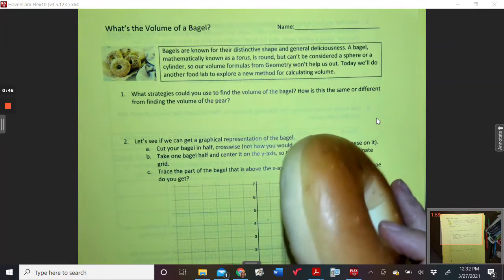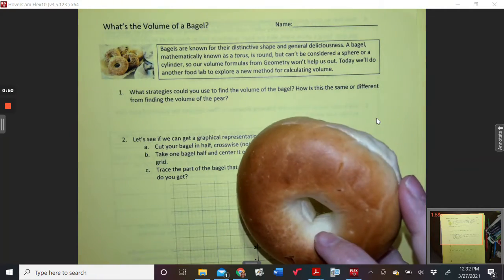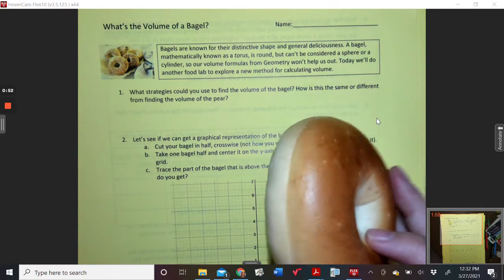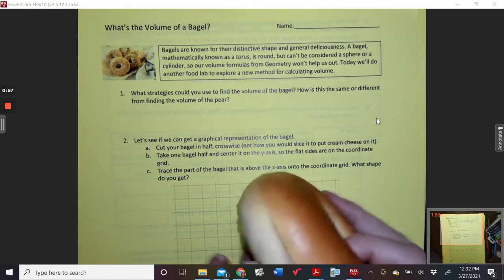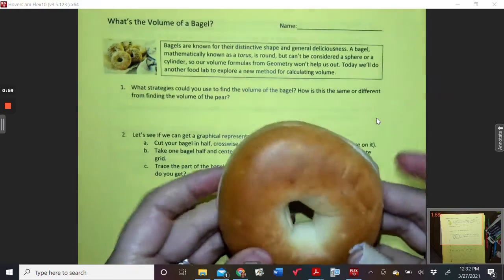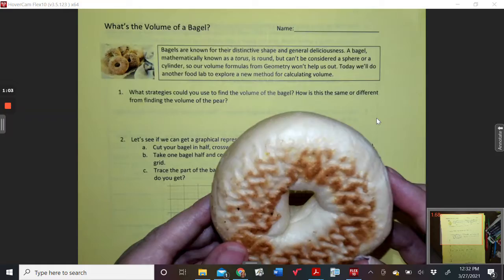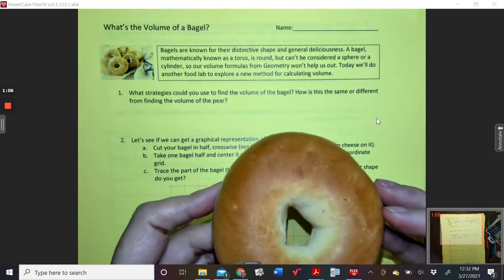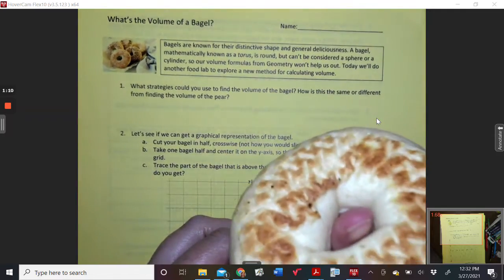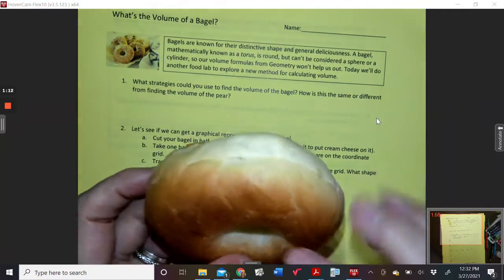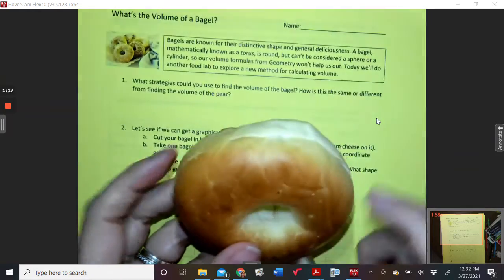But I could cut it into smaller shapes and figure out what was happening. I could do that. It is a pre-cut bagel, that's the kind I can find at the store. So, it is what it is, but I could cut it. But how is it different than what I did with my pear? With my pear, there was a middle. This is missing a middle.